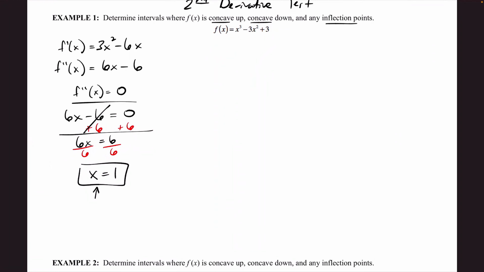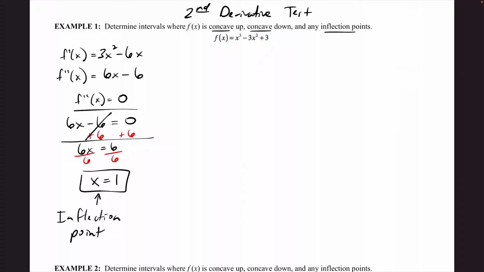So remember, that's going to be an inflection point. 1 comma something, right? 1 comma something. Okay. If we want to know where, we would plug in 1 to the original, and we could figure out where exactly, if they want a point. Okay. Second thing is, where is it concave up and where is it concave down?